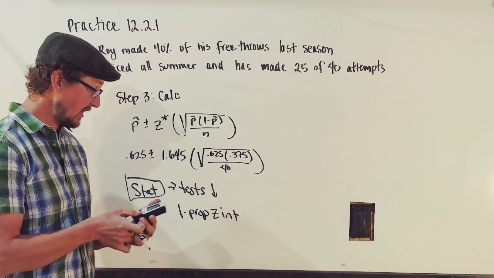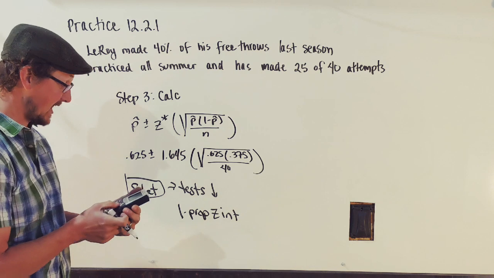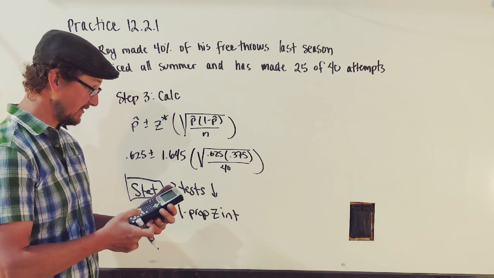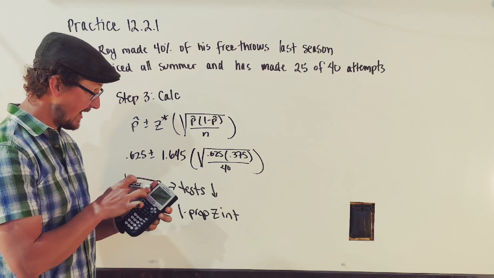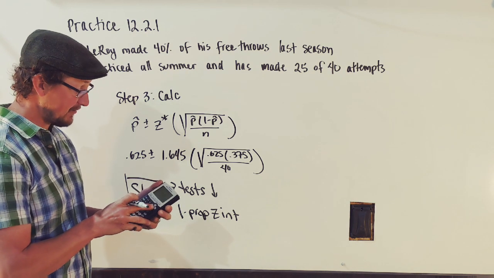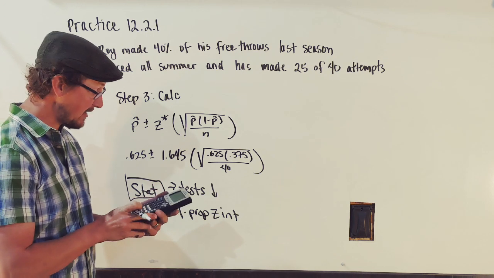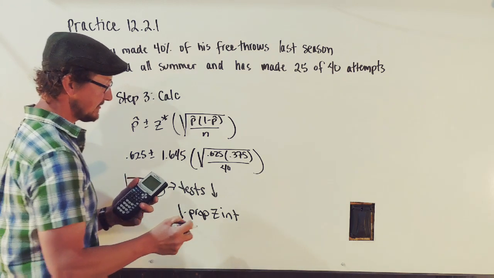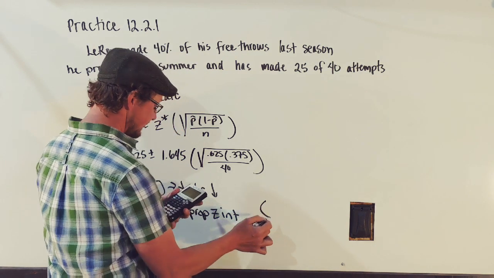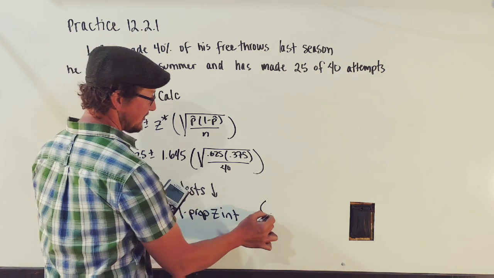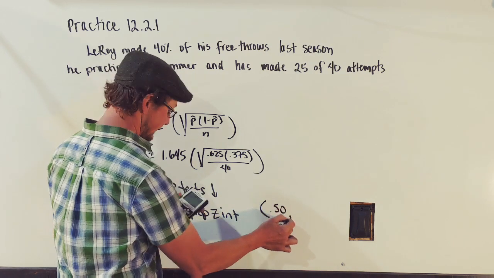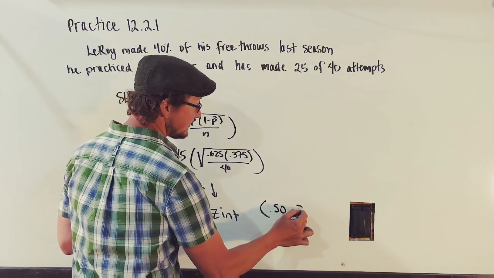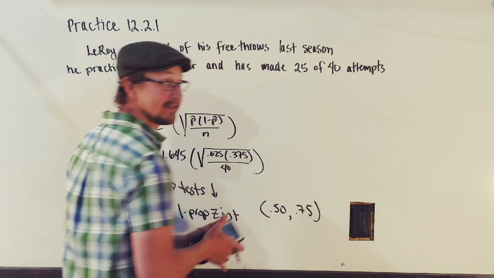Your values actually should be in your calculator still from when you conducted a hypothesis test. And so once we get there, 1 proportion z-int, we see that the x is already 25, the n is already 40. Confidence level defaults to 0.95 for me, so I'm going to set that to 0.90, and I will calculate. And here is our confidence interval. It's 0.499, so I'm going to round that to 0.50. And it's 0.7509, so I'm going to round that to 0.75.